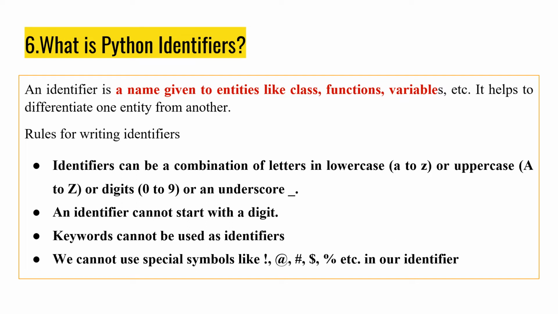Then an identifier should not start with a number. You can use numbers, of course, anywhere else, but not in the first letter. And keywords should not be used as identifiers. Sir, what are keywords? Keywords are verbs, the things that Python can perform, right? Like humans can run and walk, Python can do different tasks. So those are collectively called keywords. So you should not use keywords as your identifier.